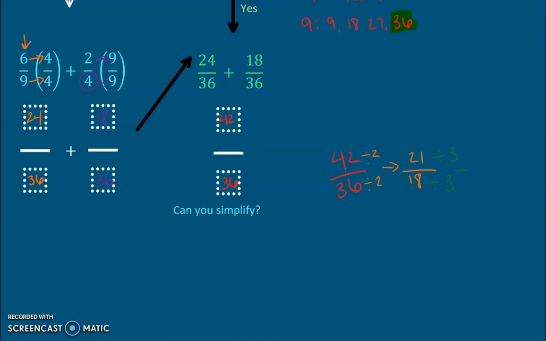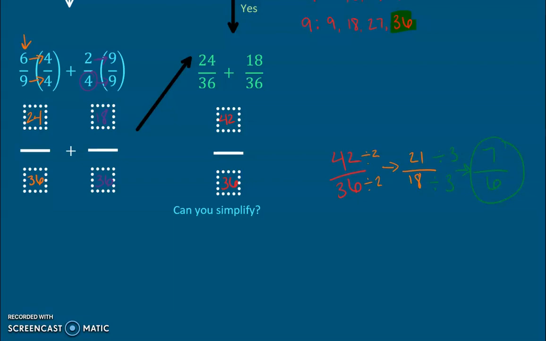I cannot draw arrows today, my goodness. So 21 divided by 3 gives me 7, and 18 divided by 3 gives me 6. And so this turns into my final answer. 7 is a prime number, so it's not going to go any smaller. And 7 doesn't go into 6, so I can't reduce that further. So this turns into my final answer.